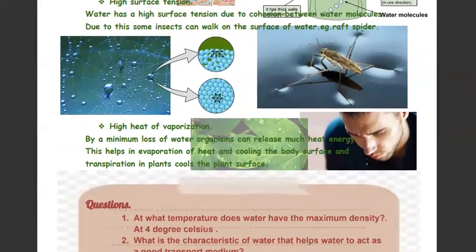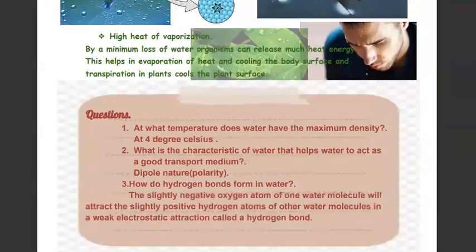High heat of vaporization. By a minimum loss of water, organisms can release much heat energy. This helps in evaporation of heat and cooling the body surface, and transpiration in plants cools the plant surface.